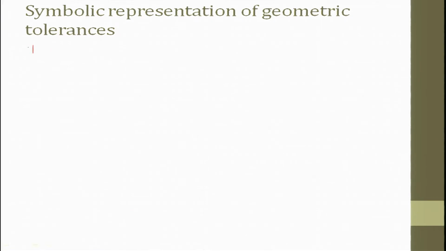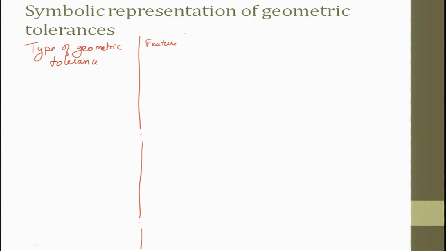So, let me write down the type of geometric tolerance. The next one is going to be a feature. The next one is going to be the symbol.